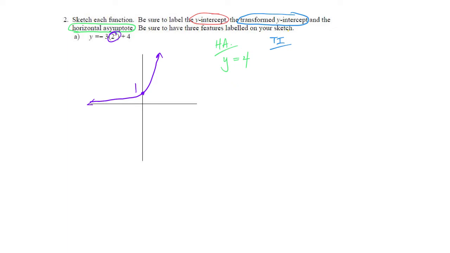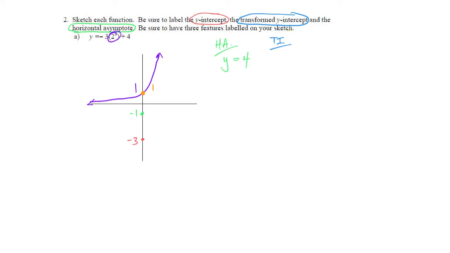So I need to take that one at 1, and the first thing I need to do is reflect it across the x-axis. So I'm at -1. I now need to vertically stretch it by a factor of 3. So I stretch it down to -3. I now need to shift it up 4. So if I go up 4 from -3, I land back at 1. There's my transformed intercept.